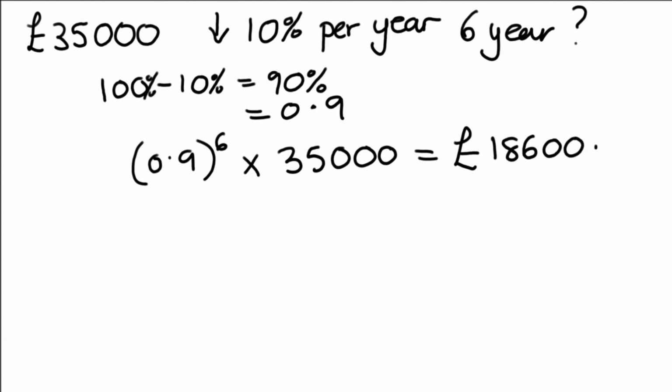So your answer, corrected to 2 decimal places, would be £18,644.44. Okay, so if it's an increase, we add it on to 100% to get our multiplier. If it's a decrease, we subtract. And that's how we do compound interest.